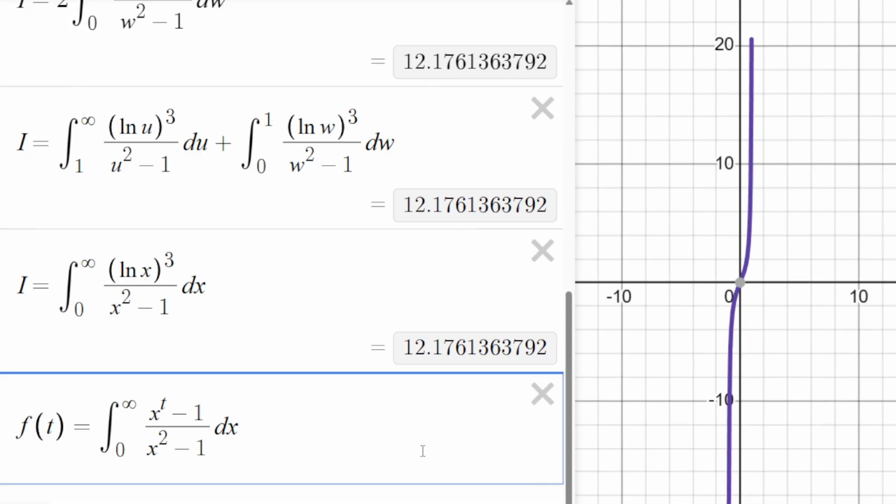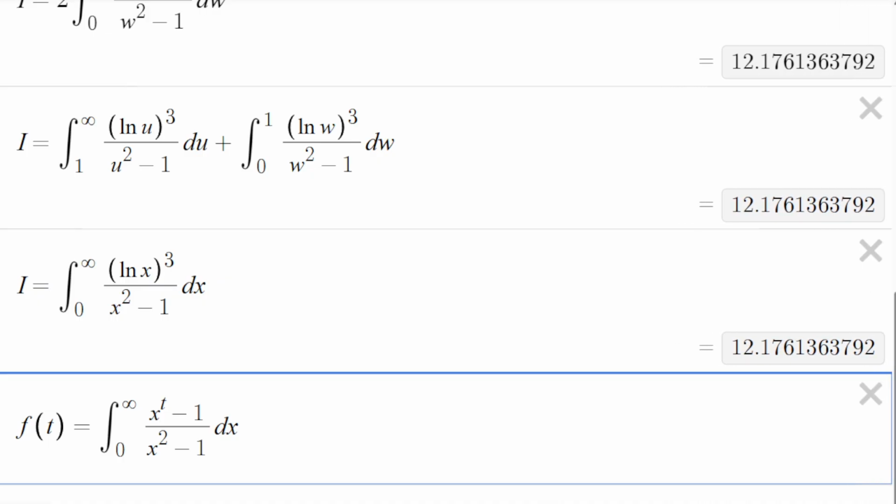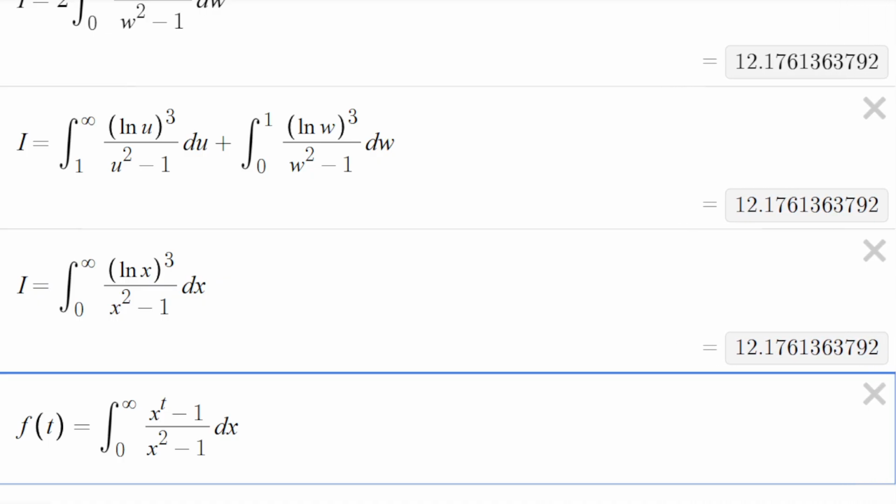It converges for the absolute value of t less than 1. You can see if we trace this down here, that converges for the absolute value of the real part of t less than 1. Okay.